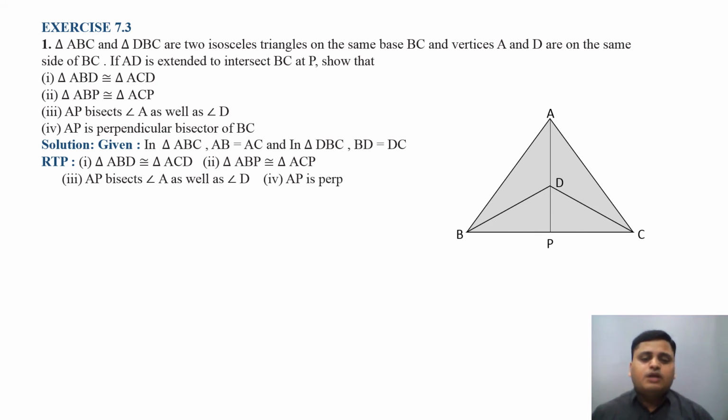AP is the perpendicular bisector of BC means what? AP divides BC into two equal parts, and it is also perpendicular. So AP is perpendicular to BC. This is one part in the fourth one, and one more part: BP is equal to PC.